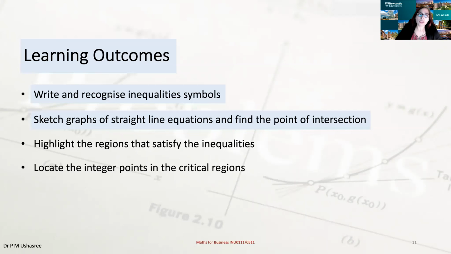Now we know how to recognize inequality symbols. We are experts, I should say, at drawing straight lines and finding the point of intersection. Now we can jump into inequalities. Let's combine these two and see how we can draw straight lines which have inequalities, and how to highlight the regions that satisfy two or more inequalities.